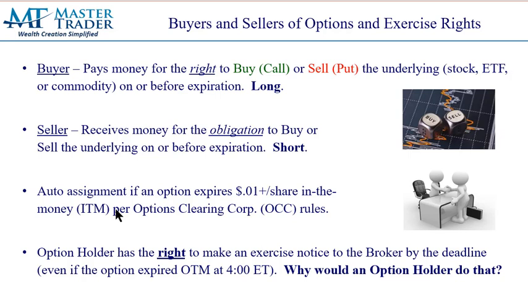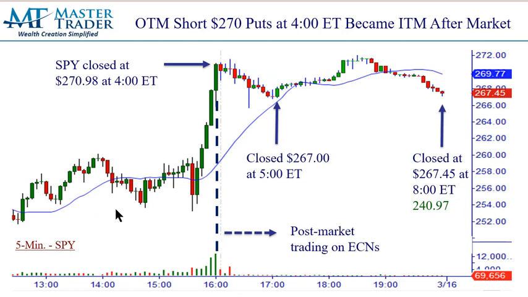So sit back and ask yourself, why on earth would that happen? Why would an option holder make an exercise notice on a worthless option? A visual will illustrate this. This is the S&P ETF, the Spiders 5-minute chart. You can see it had a beautiful run into the close here. What a beautiful trading pattern, a nice 180 reversal breakout. At 4 p.m. Eastern, it closed at 270.98.